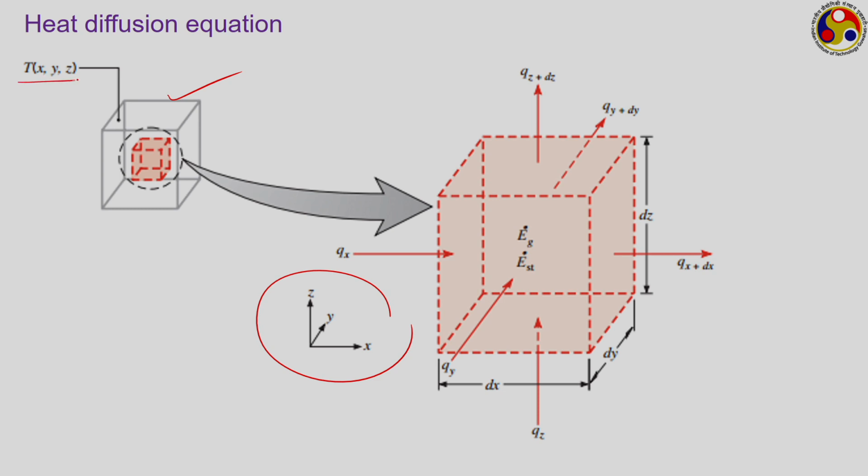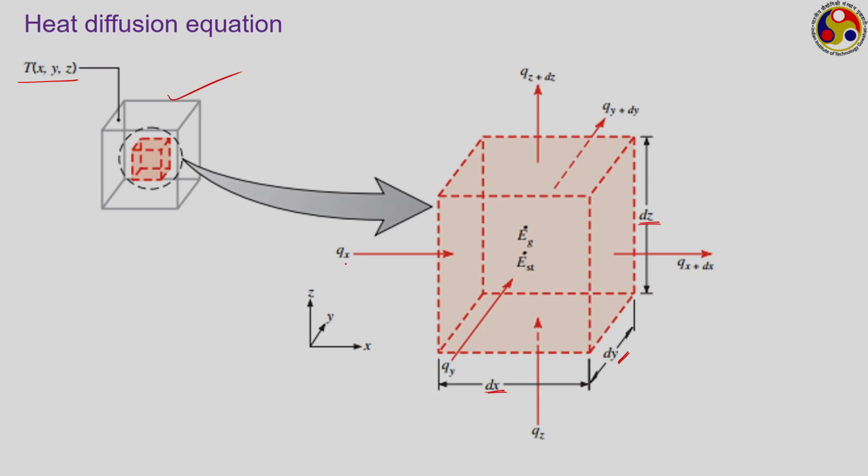So, T is the temperature, T of x, y, z represents the temperature at this x, y, z location, and we have a zoomed view of this. Just assume that around that point we are assuming an infinitesimally small volume, just shown here. It is an infinitesimally small volume having dimensions where the length of the face aligned with the x coordinate is dx, the one aligned with the y coordinate is dy, and the one aligned with the z coordinate is dz.